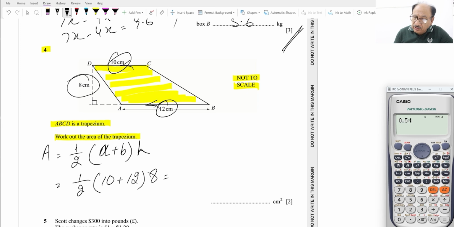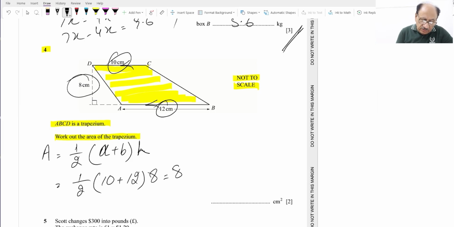So 0.5 into 10 plus 12 will be 22, and multiply by 8, and this is giving us the answer as 88 centimeters square. So we can write here 88 centimeters square. This will be the answer for 2 marks.